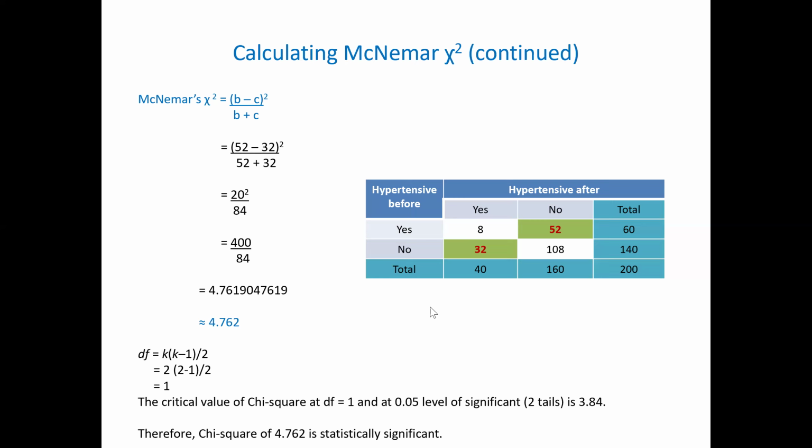So the critical value for chi-square, degree of freedom 1 at 0.05 level of significance, is 3.84. We have already checked it before. You know that. And 4.762 is far higher than 3.84. So that is why the chi-square of 4.762 is statistically significant.